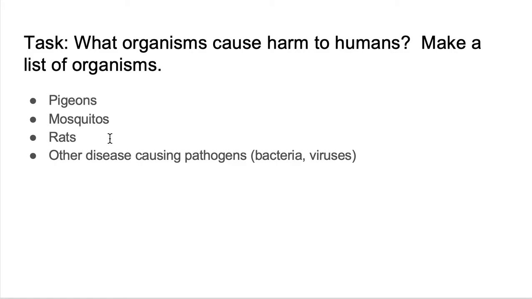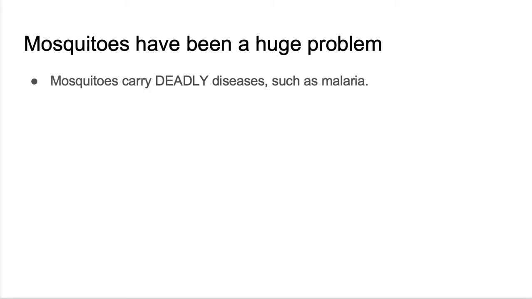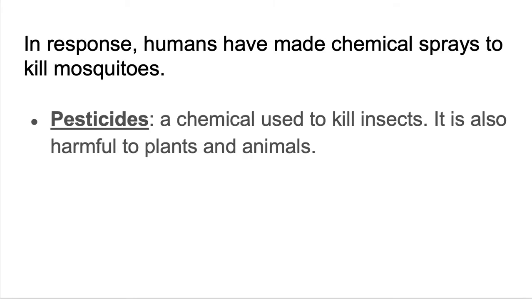Mosquitoes, pigeons, rats, they can carry very deadly diseases such as the bubonic plague. Mosquitoes are very known for carrying malaria. Malaria is a very deadly disease, and we're going to look into mosquitoes today. So what have humans done to kill mosquitoes? Well, they've actually created what's known as pesticides.